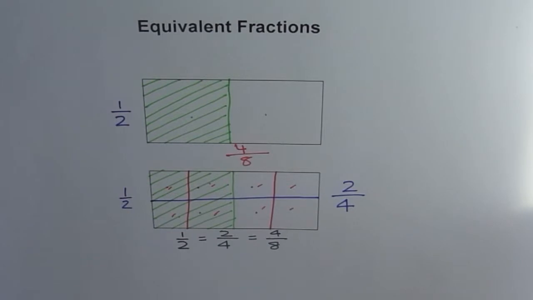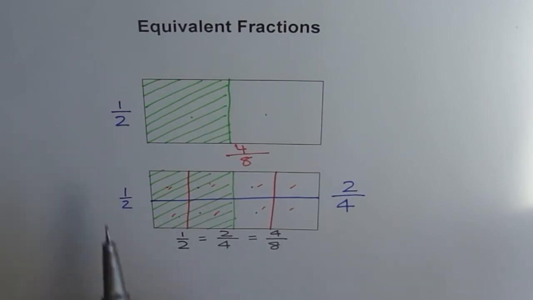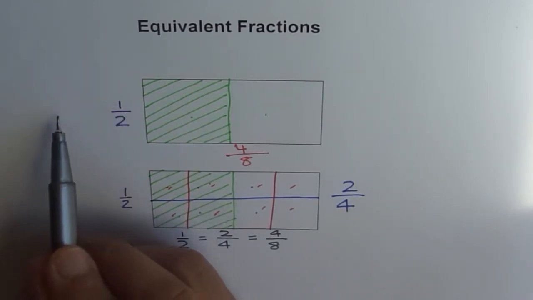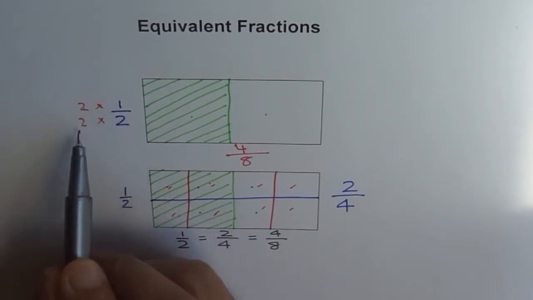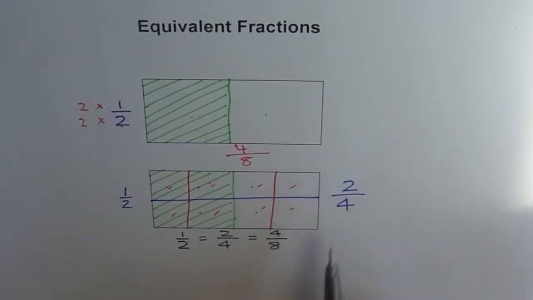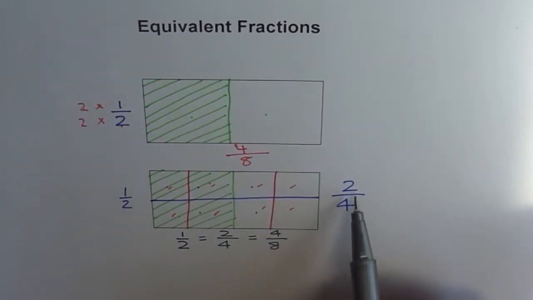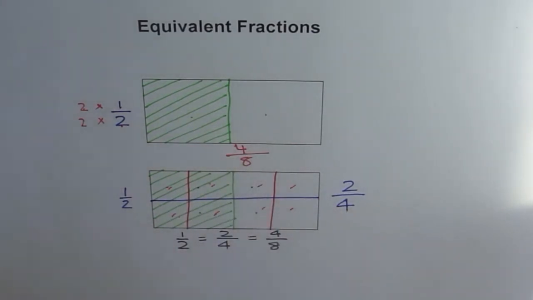Is there any other way of getting equivalent fractions? Think about it. How about starting with half and multiplying both by the same number? Let us say if I multiply both by 2, numerator by 2 and denominator also by 2, what do I get? 2 times 1 is 2 and 2 times 2 is 4. Wow, 2 over 4. You are right. How about multiplying this by 2? 2 times 2 is 4. Here we are, and 2 times 4 is 8. Correct. Now that's good. Now for you, an exercise.